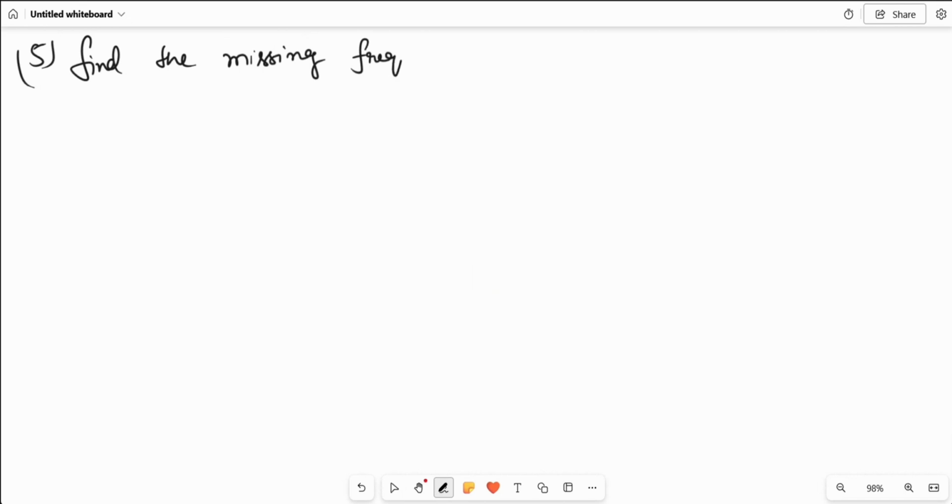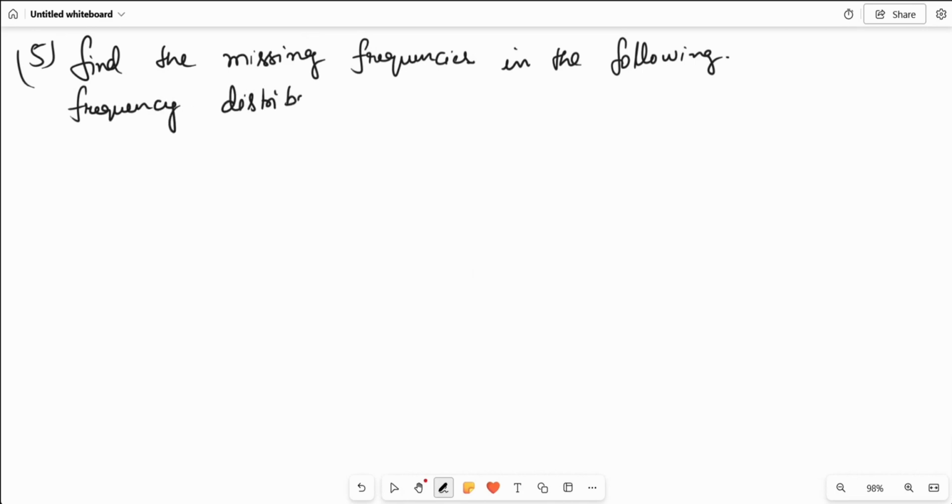Find the missing frequencies in the following frequency distribution table. If n is equal to 100 and median is 32, and this is an exam question, 2013. Okay.